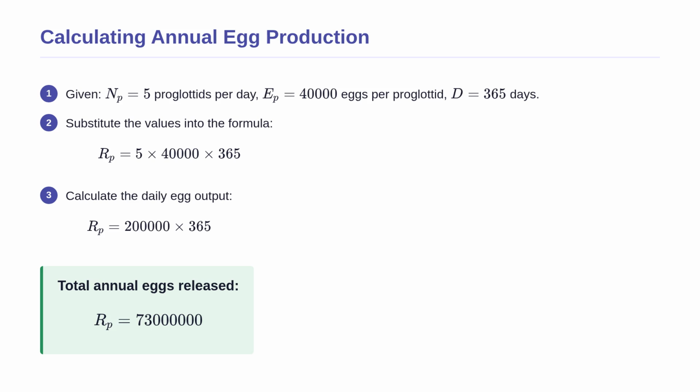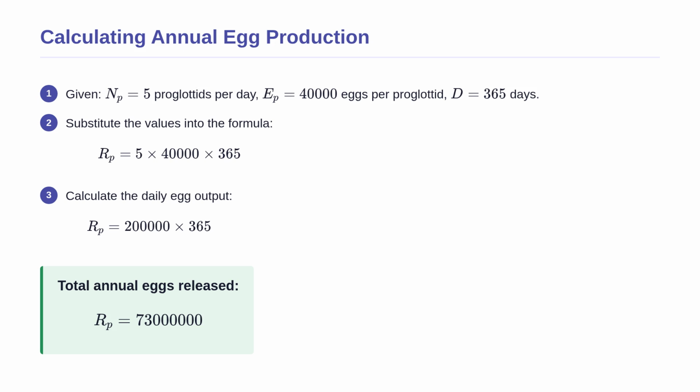Before we move on, let us see this formula in action with a concrete example. Suppose a human is infected with a single tapeworm that sheds an average of 5 proglottids per day. Each proglottid contains approximately 40,000 eggs. We want to calculate the total eggs released over 1 year, which is 365 days.